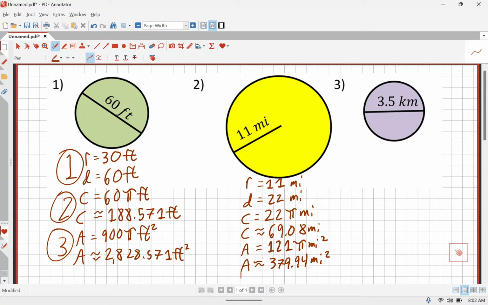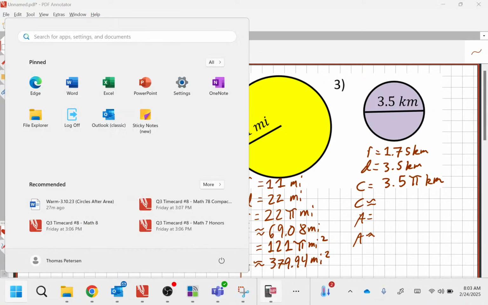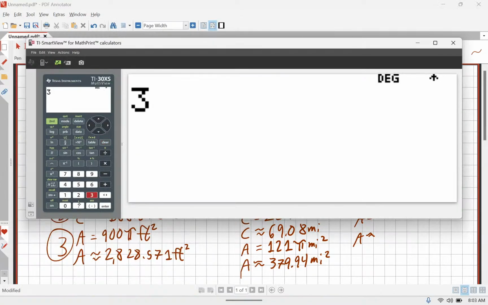Claire, what is the radius of this last one? 1.75 kilometers. How about the diameter? 3.5 kilometers. What about the circumference? Yeah, 3.5 pi kilometers. We don't want to get in the habit of just using our calculator every time, because if you do 3.5 times pi, it's going to assume you want that approximated.